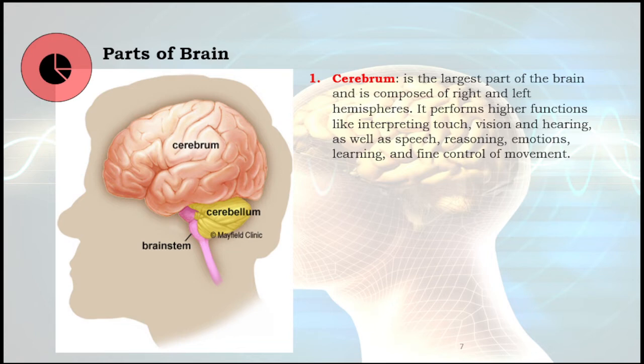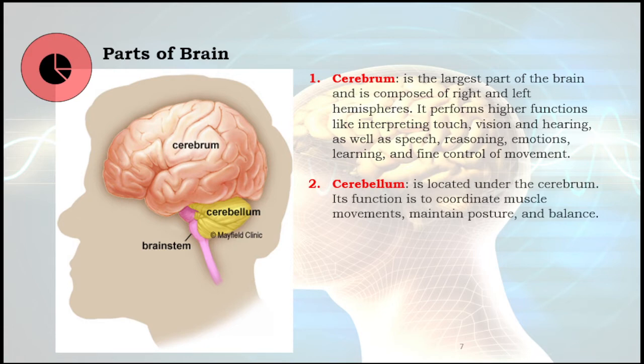So it performs different functions like interpreting the touch, vision, and hearing, as well as speech, reasoning, emotions, learning, and fine control of movement. The second one is the cerebellum. It is located under the cerebrum. Its function is to coordinate muscle movements, maintain posture, and balance.